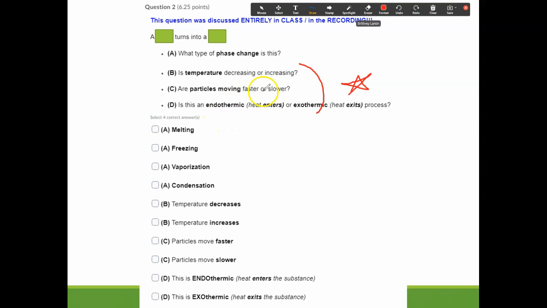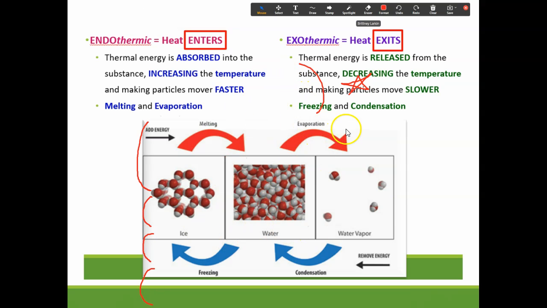All right, so taking a look here, you will have 4 answers, right? So you can see here's your options for A, here's your options for B, C, and D. So again, for these parts, once you know your phase change, you should be able to observe what's happening here. So you should be able to reason out, am I getting hotter? Is temperature increasing and therefore moving faster? And so in order to get hotter and move faster, I need to have heat added, so heat enters.